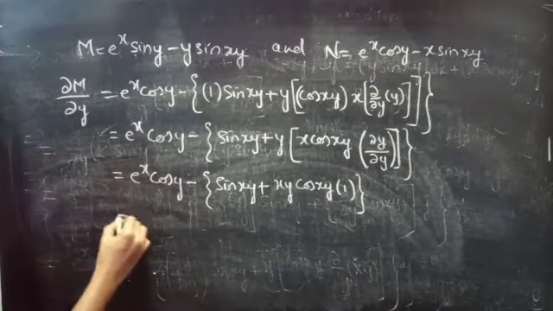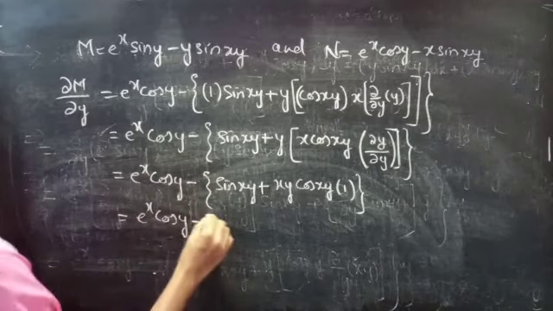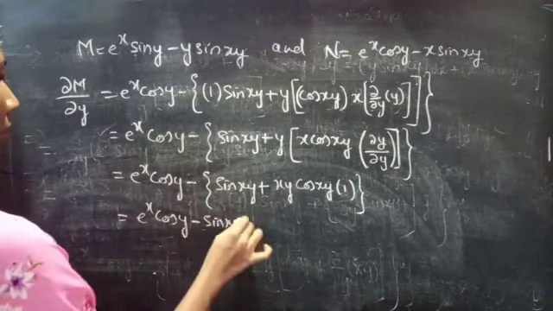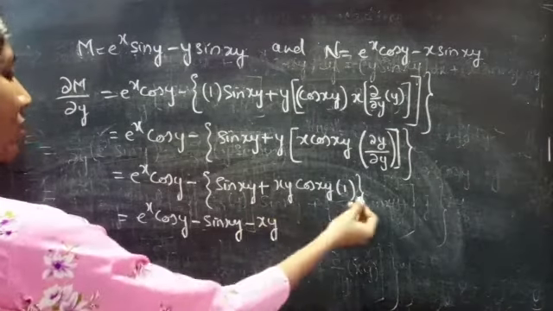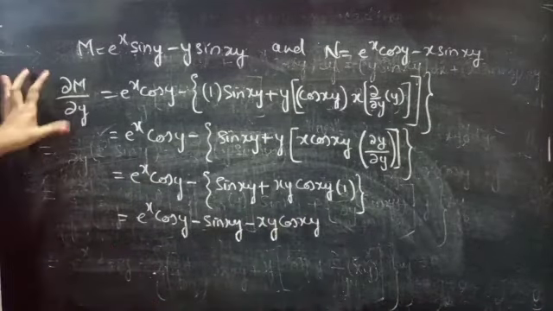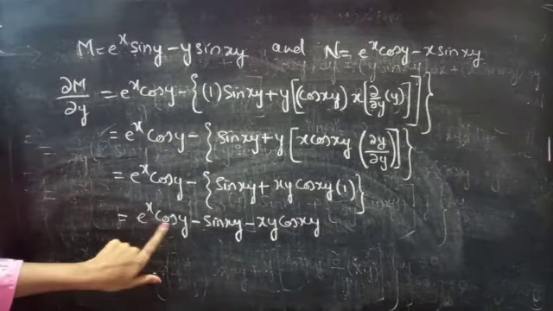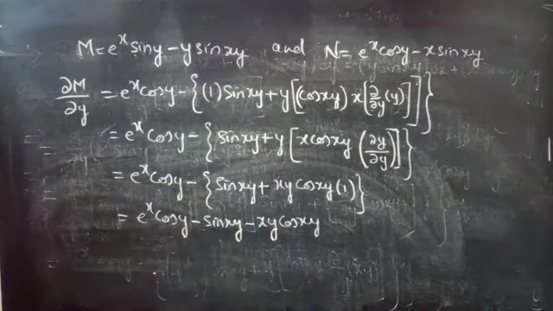This equals e^x cos y − sin(xy) − xy cos(xy) into 1, which is cos(xy). So ∂M/∂y is e^x cos y − sin(xy) − xy cos(xy).